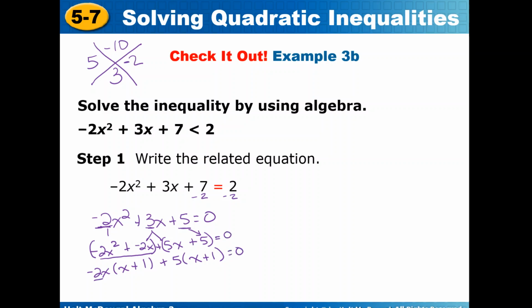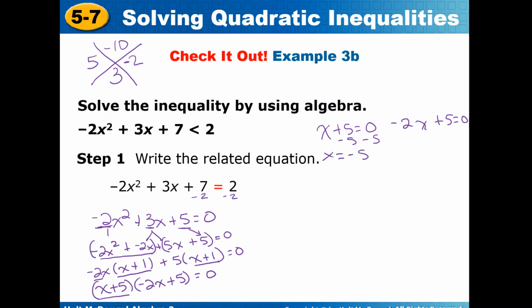So I can see that I can actually factor out an x plus 1 out of both of that. So x plus 1, when I factor that out, all that I have left is negative 2x plus 5, and that equals 0. So I know that either x plus 1 equals 0, or I know that negative 2x plus 5 equals 0. So I'm going to subtract 1 from both sides, so x equals negative 1.